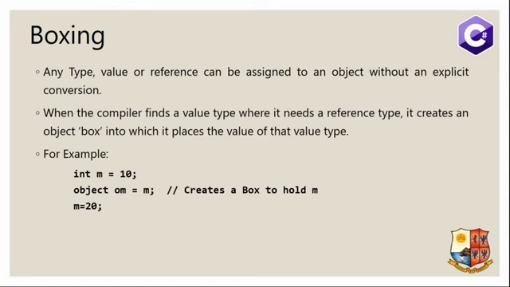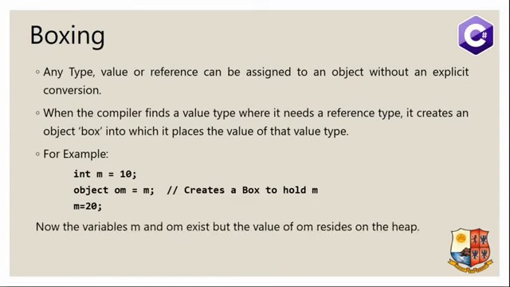So the second line you see is called boxing in simple terms. I've put an example to explain what boxing is. Here you have converted a value type which was on the stack into an object type which is on the heap. This concept is called boxing. Now, m and om exist, but the value of om is right now on the heap. That's what I just told.